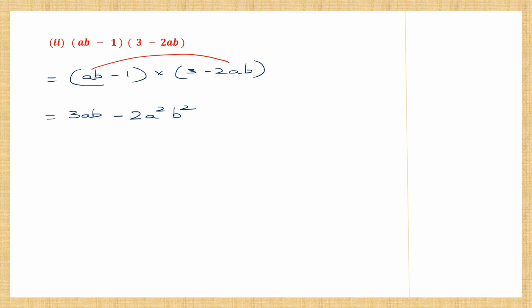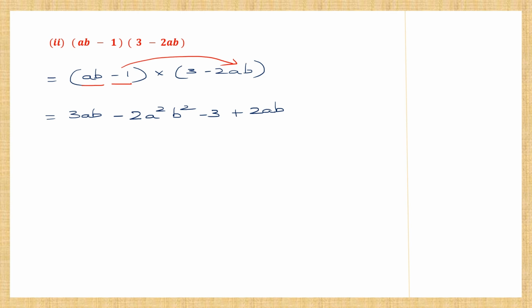So that is over. Now let's take up minus 1. Minus 1 into 3. Minus 1 into 3 is minus 3. Then let's multiply minus 1 into minus 2AB. Minus into minus is plus. Then we have 1 into 2AB, which is 2AB.